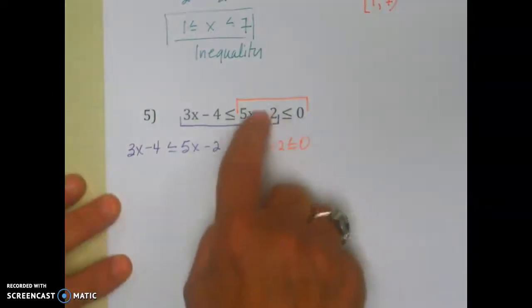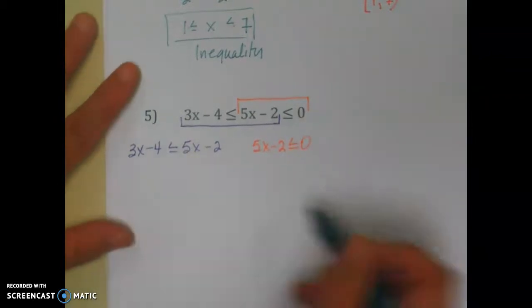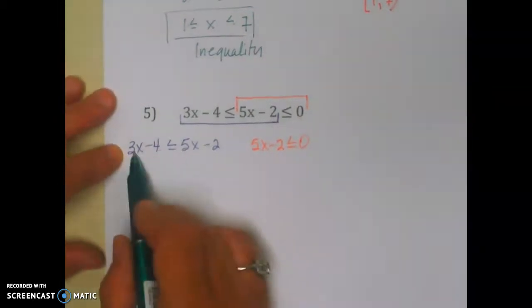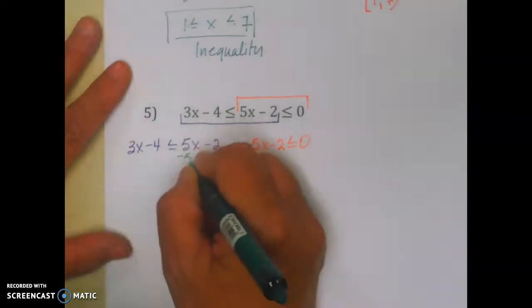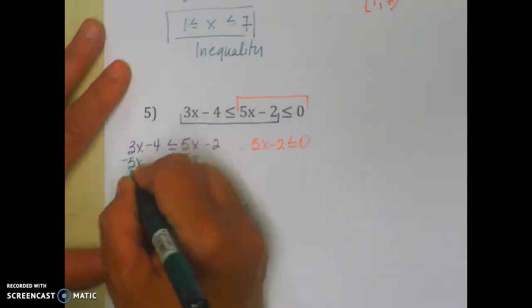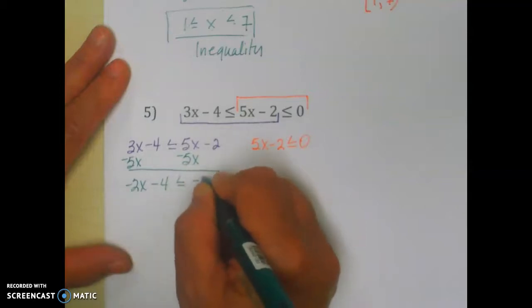Remember whatever's in the middle can't be split up. The 5x minus 2 has to go together on both sides. Then we're going to solve each of these inequalities here. Everything is simplified. There's no simplification I can do on either side. So the first thing you do is you move your variables to the left. So I'm going to subtract 5x from both sides. And I get negative 2x minus 4 is less than or equal to negative 2.